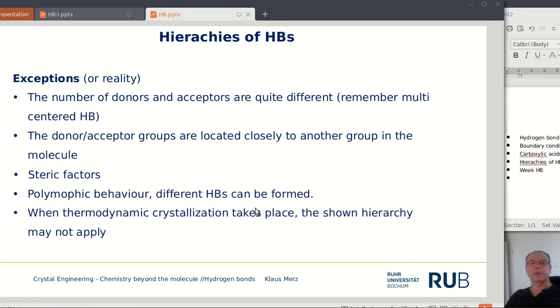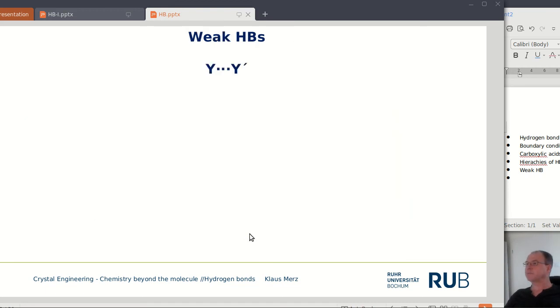And when thermodynamic crystallization takes place, the shown hierarchy may not apply. Well, going on to weak hydrogen bonds.